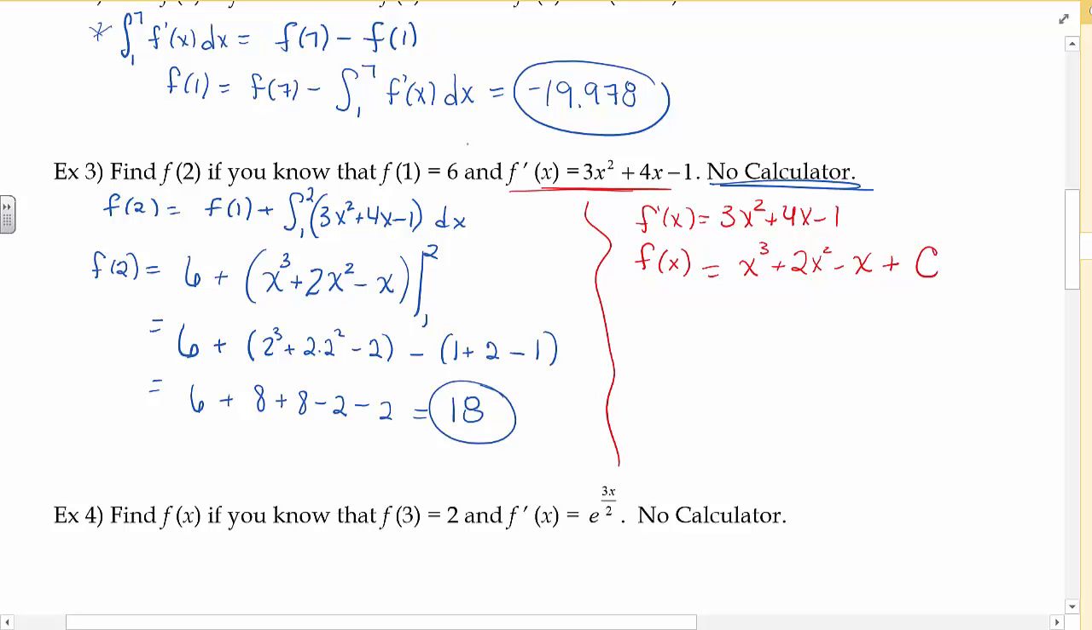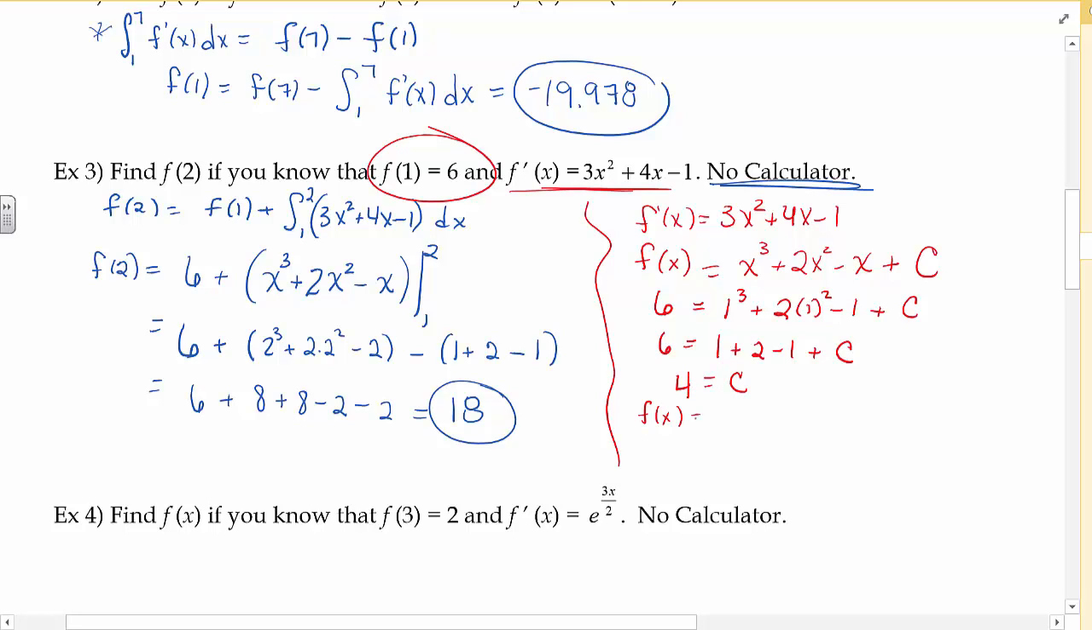Well, I know that f of 1 is supposed to be 6. So that means this function should equal 6 when x is 1, right? That makes sense. So when x is 1, f should equal 6. Now I can solve for c. And I can say, well, 6 equals 1 plus 2 minus 1 plus c. So this c is going to be 4. So f of x is x cubed plus 2x squared minus x plus 4.